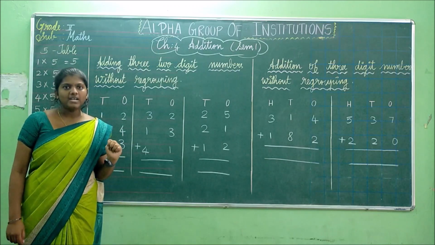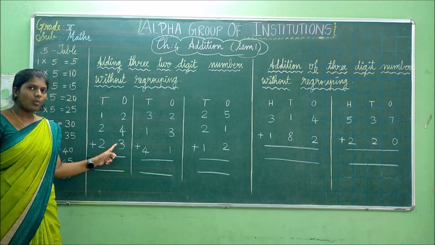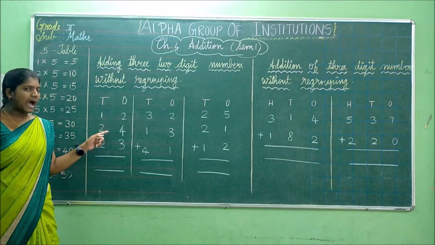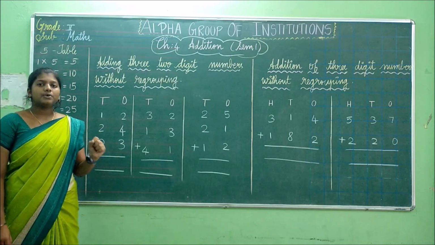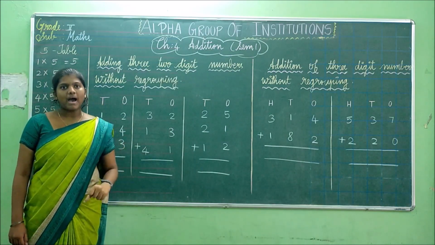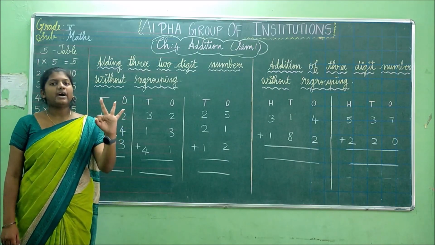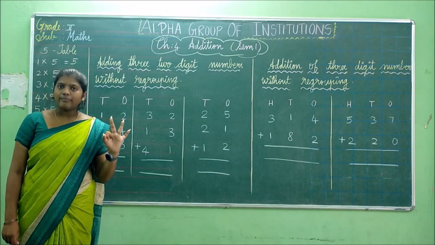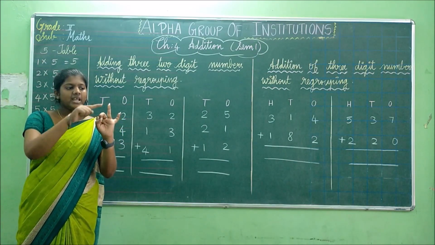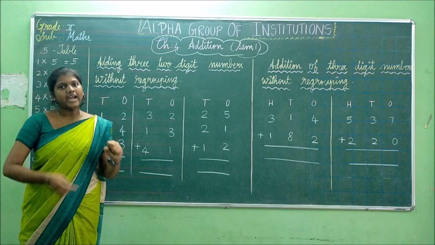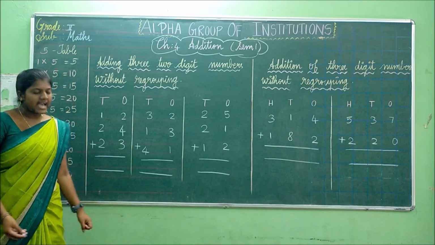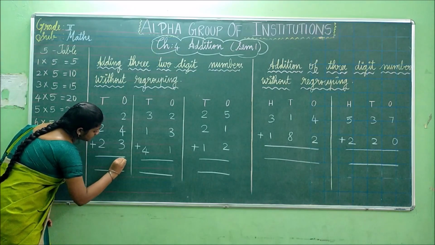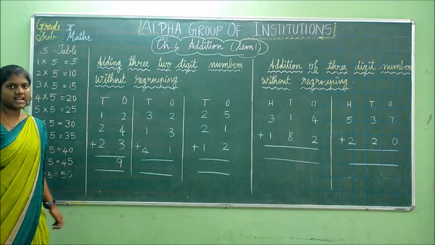So what we got? 6. And we are having one more number. Now we are going to add that with 6. So take 6 in the mind and 3 in the finger. 6 after 7, 8 and 9. So we got the answer as 9. For ones place we got the answer as 9.